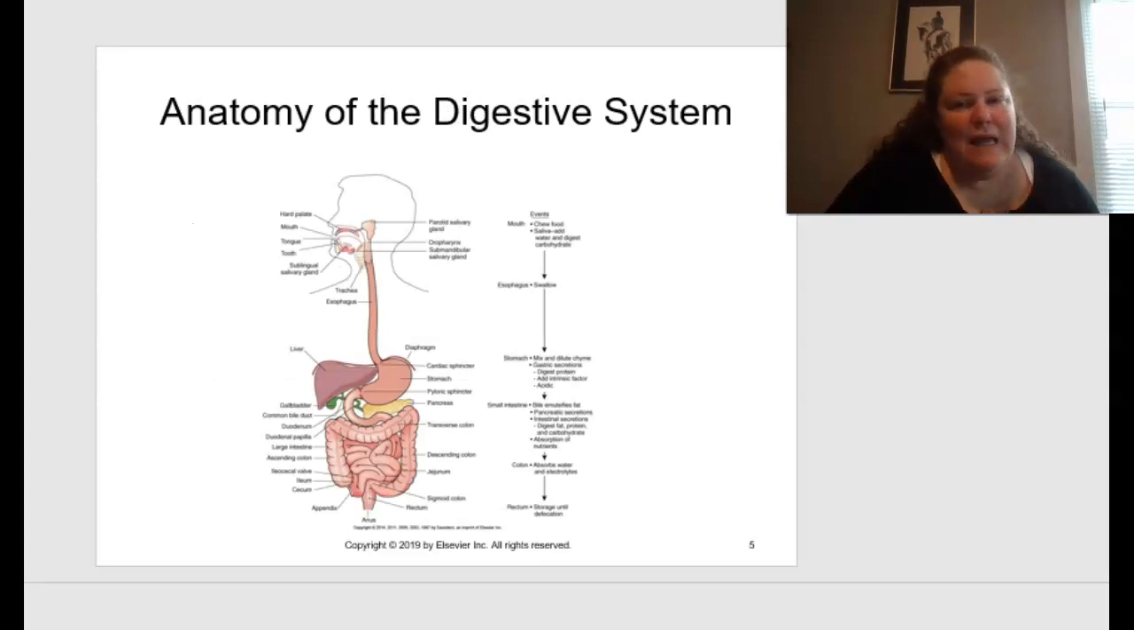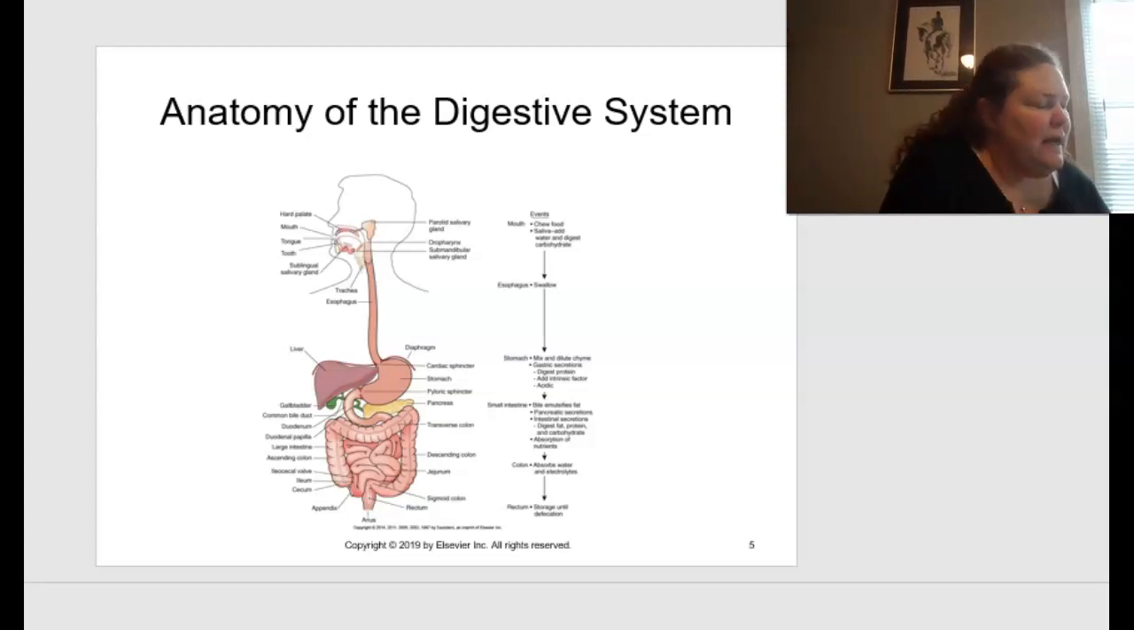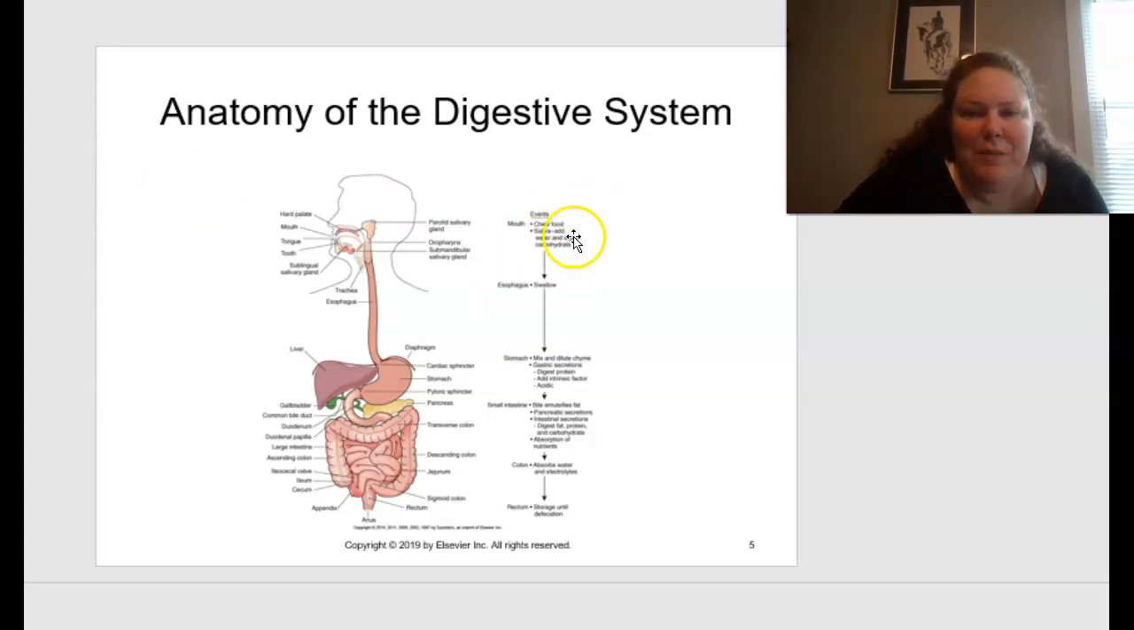So, looking at the anatomy of the digestive system, basically, you start with your mouth, then you go through, and you end up with all the waste that we're not using going out of your body through the anal canal by poop, right? So this is figure 17.1 in your book. And I'll point out the events that are happening here, but again, you can see the anatomy.